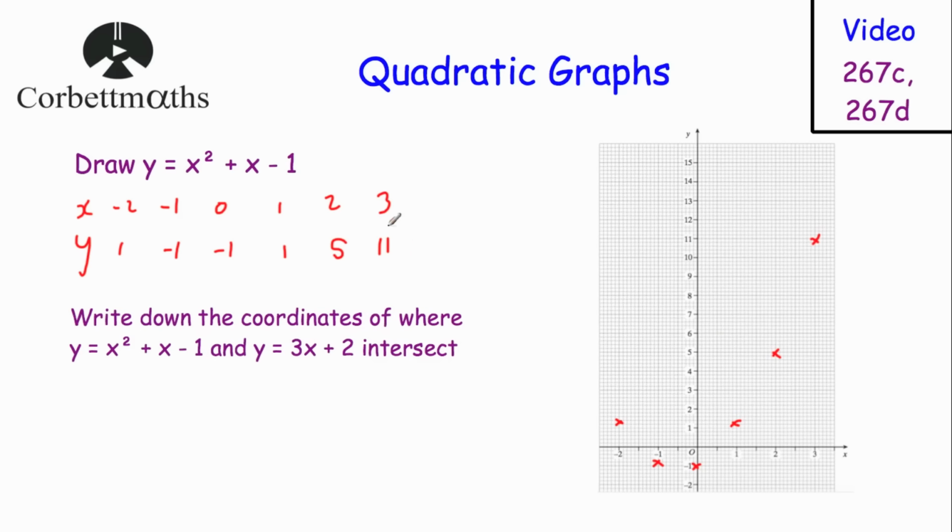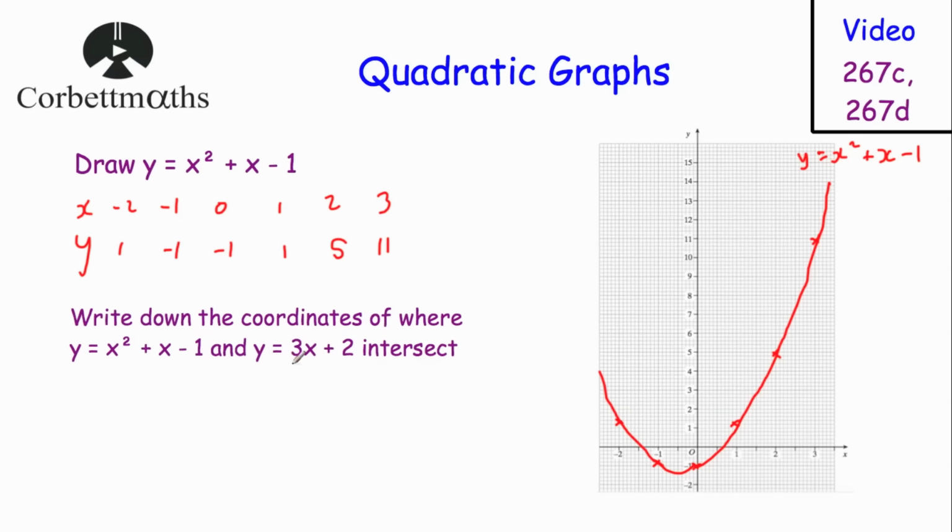And now we've plotted our points, we're going to do a nice parabola through them. And please bear with me, whenever I do this on the computer, it's quite tricky to do it nice and accurately. Okay, so that's our parabola. It's the best I could do on the computer. And we've been asked to write down the coordinates of where this quadratic, y equals x squared plus x minus 1, intersects with this straight line graph, y equals 3x plus 2.